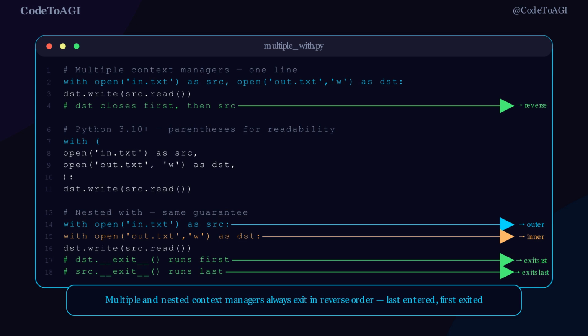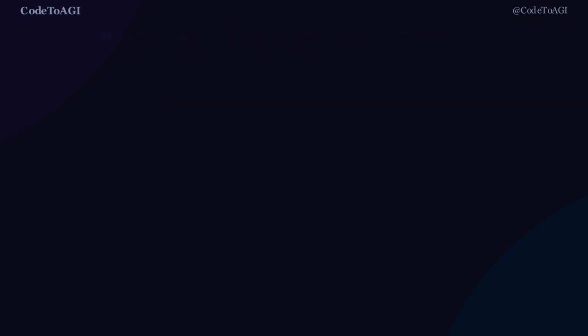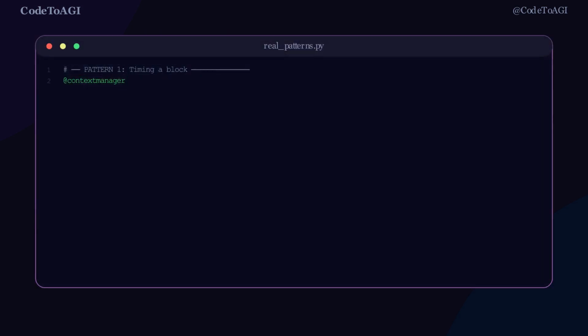Whichever style you use, one line, parentheses, or nested, the cleanup order is always the same. Last entered, first exited. Let's look at 3 production patterns built on context managers.